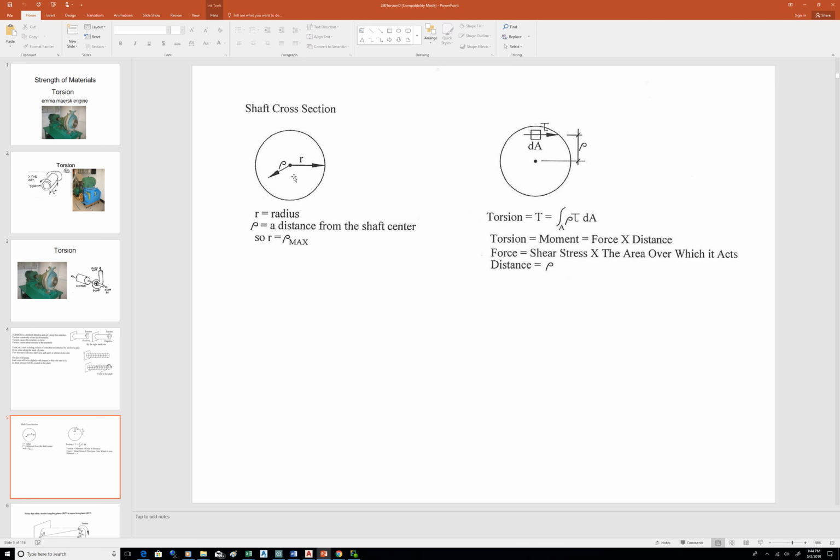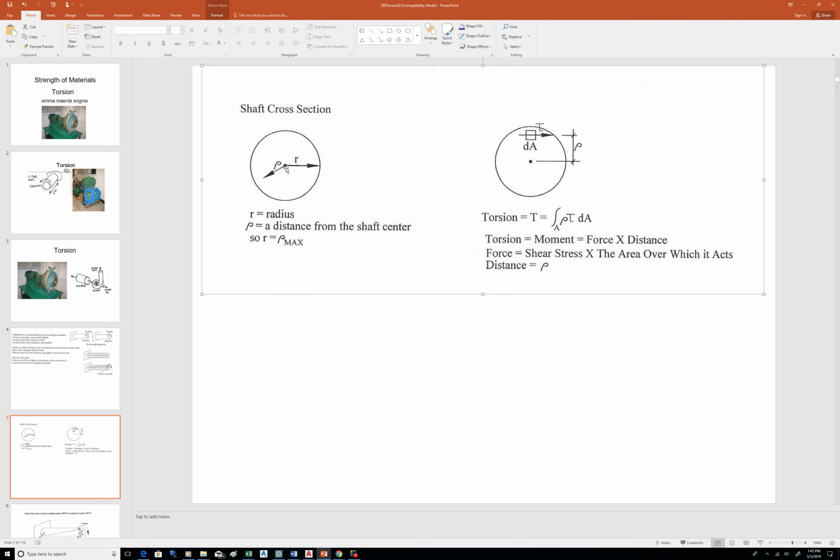Now, I think of R as being rho max. R is the outer radius of a shaft. Rho is any distance from the center of a shaft to another point. So rho max is R, is how I should have said that. I might have said that backwards, but rho is that Greek-looking P kind of letter, okay? So rho max is the outer radius of the shaft.